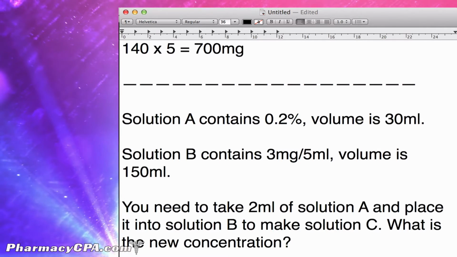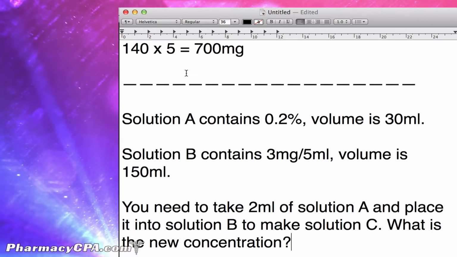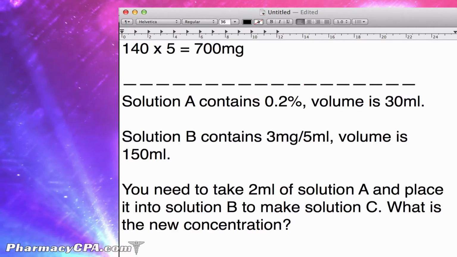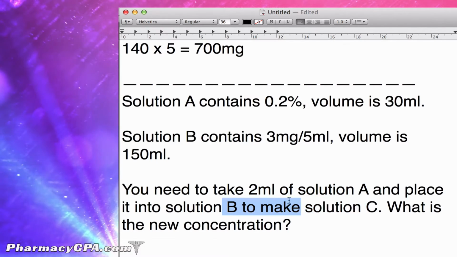What I tend to do is always try and figure out the mass: what mass are you moving over, and then what is the new volume? With those two things, you can't fail. Okay. So you're moving it from solution A into solution B, to make solution C.